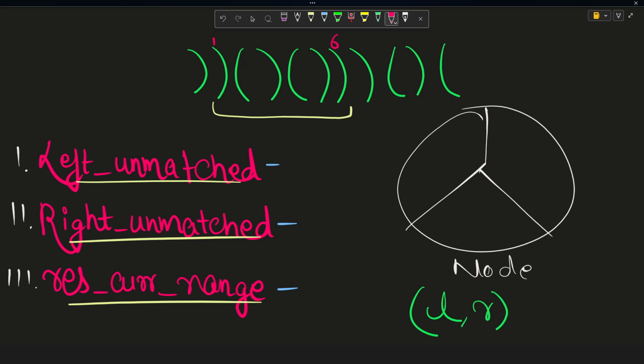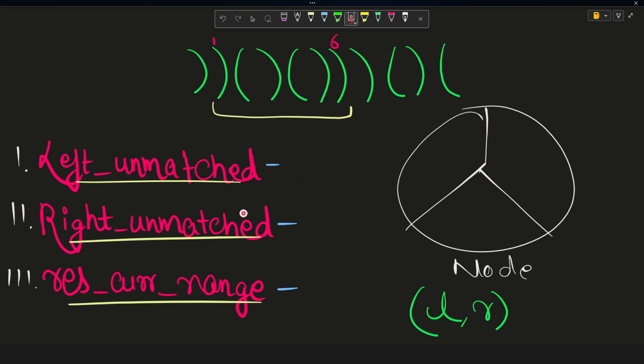So now if anyone asks you to tell or answer what is the number of left unmatched for this range, then what will you answer? So this left unmatched means what? It represents the number of brackets, but which type of brackets? It represents the number of opening brackets, that is the number of brackets which are still not matched with their closing bracket, right?